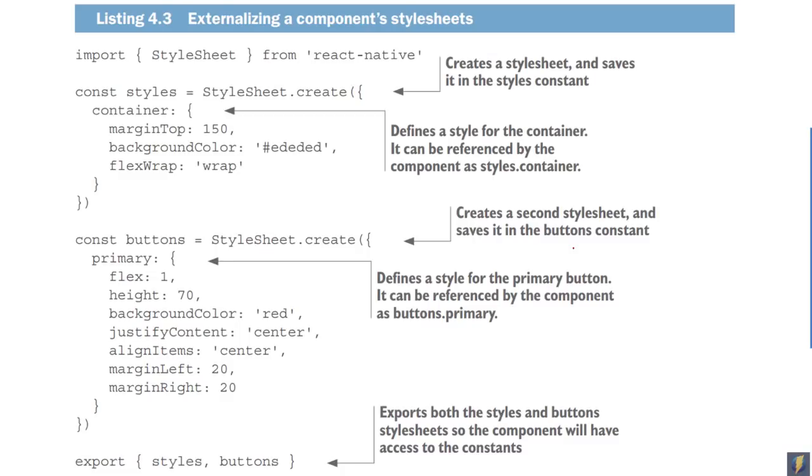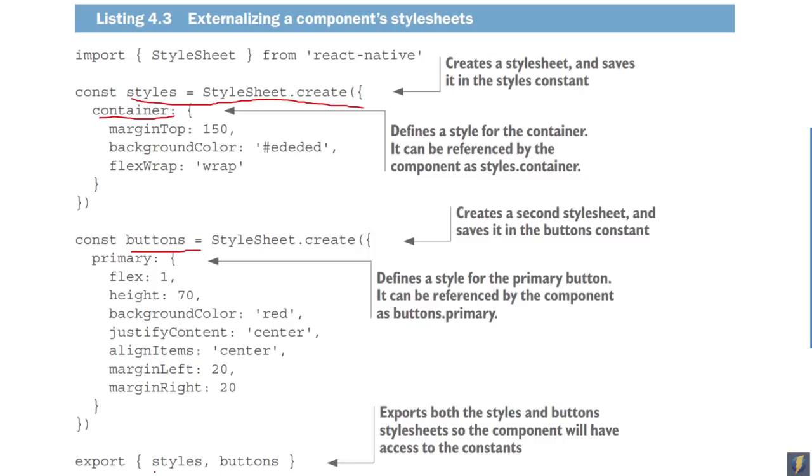For example, we can create a new style file. The content is like this one. The first line imports the necessary library from React Native, and we define the first style. The first style is a container. This container maybe can be used in many places. This is a container, and next is a button.